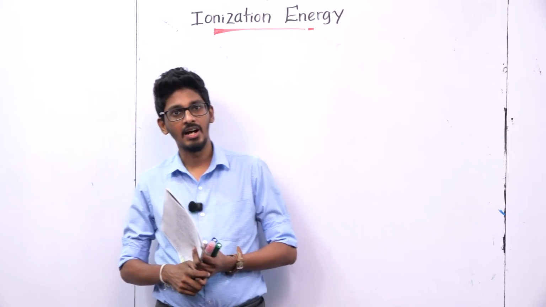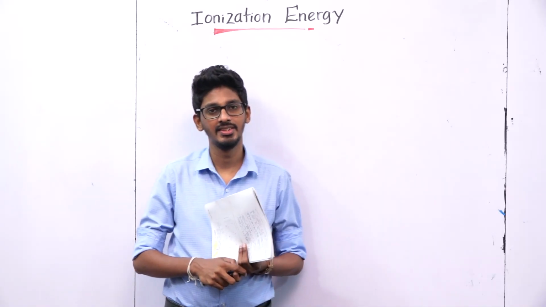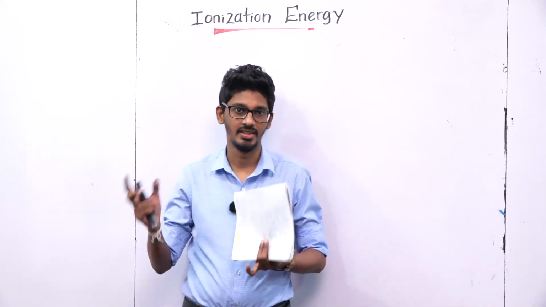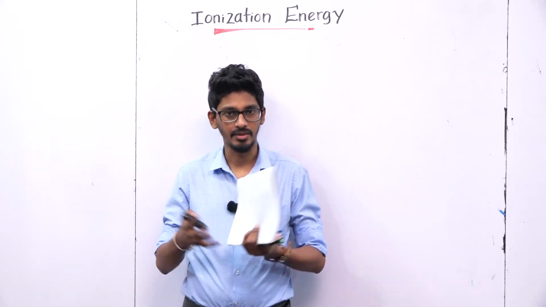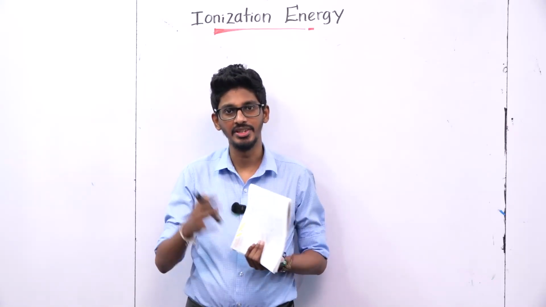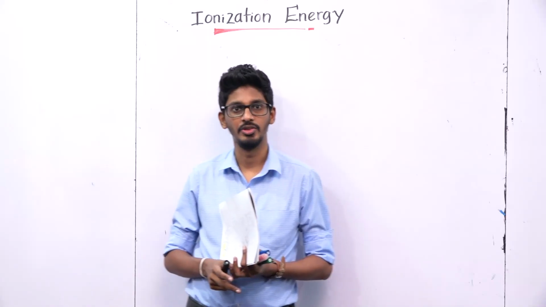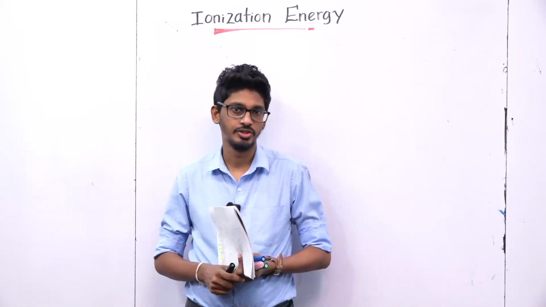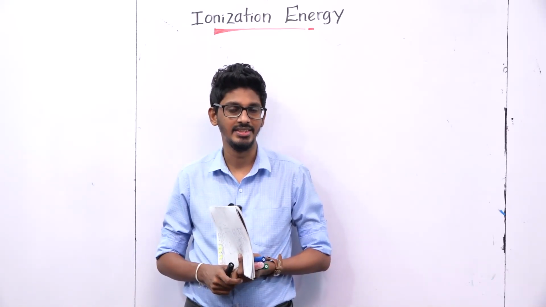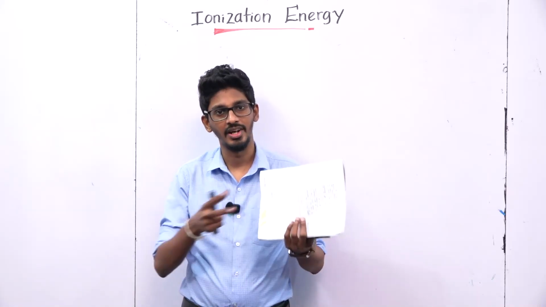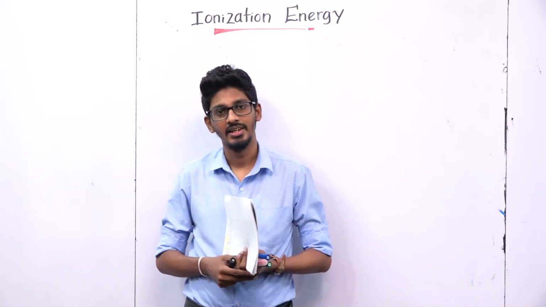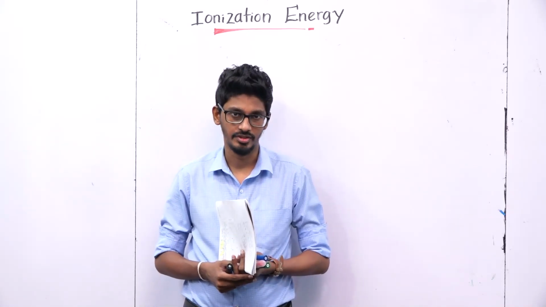Okay, now after studying the ionic radius and the atomic radius, we are heading to the next periodic trend. Now we are going to study ionization energy, the trend we see when going towards the right of the period.